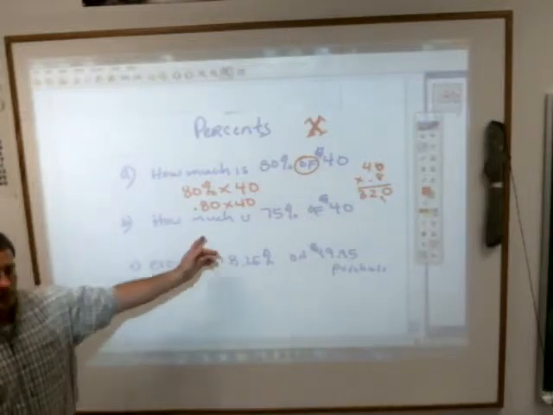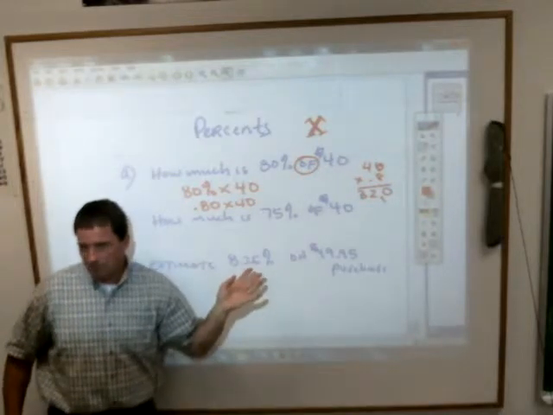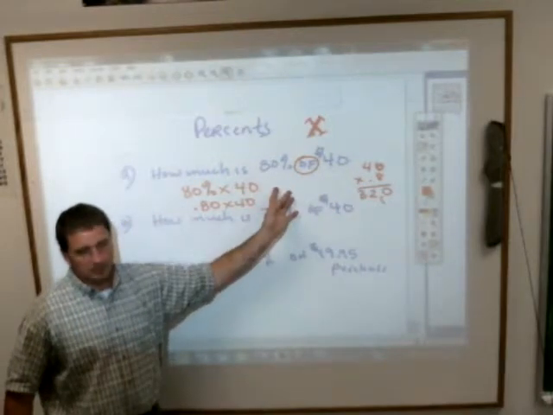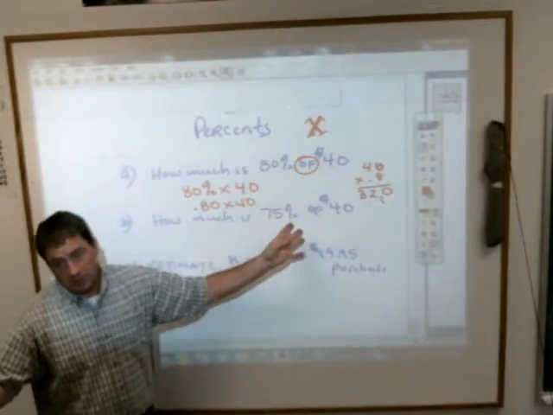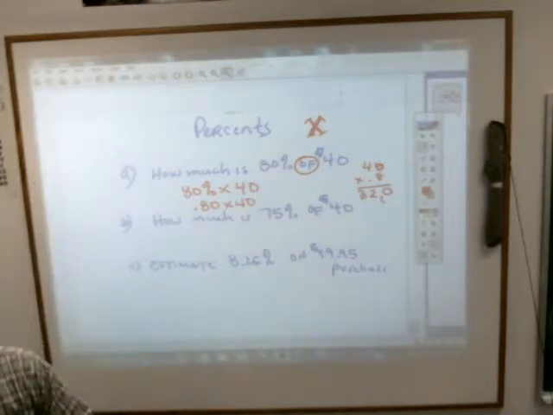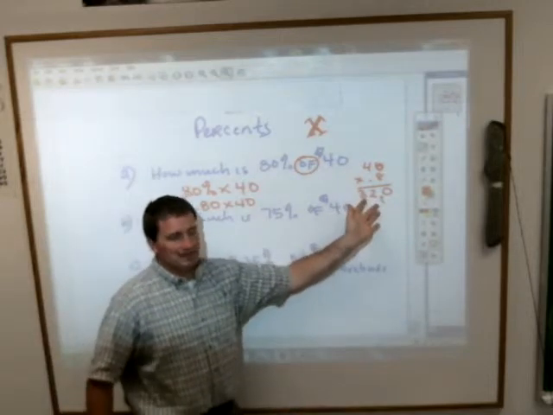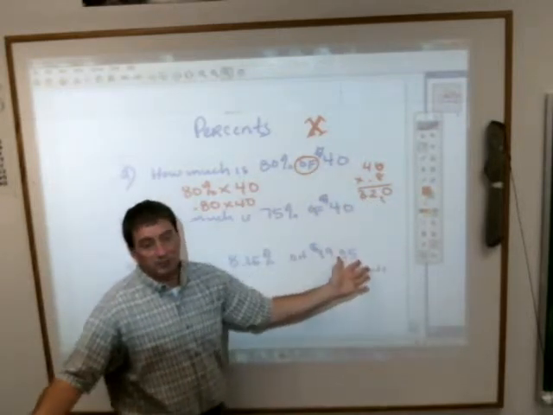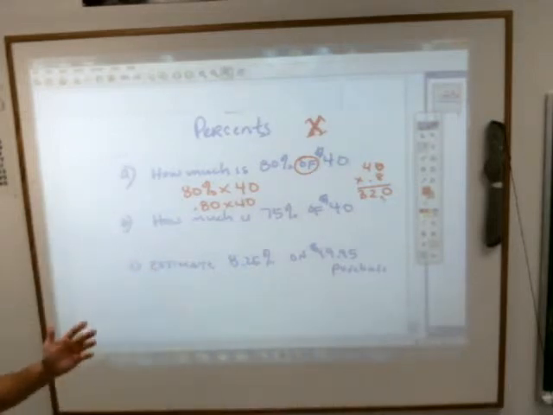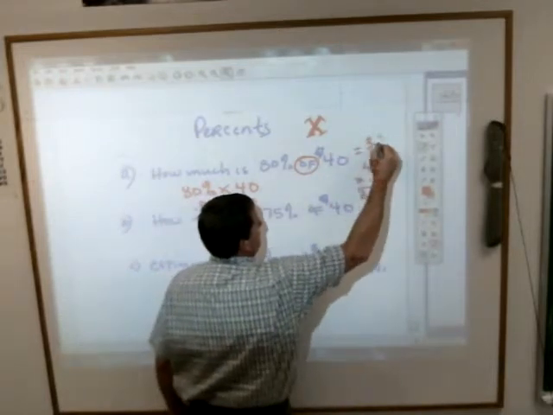As you do these, you should take a little time to think about what your answer should be. 80% of $40. What's a reasonable answer for that? Well, 100% of $40 would be $40, so 80% has to be a little less than that, but not a lot less because it is 80%. It's close to 100, so 32 makes sense. If you got 320, that doesn't make sense because 320 is a lot more than 40. So that is the answer to this first one. It would be 32.